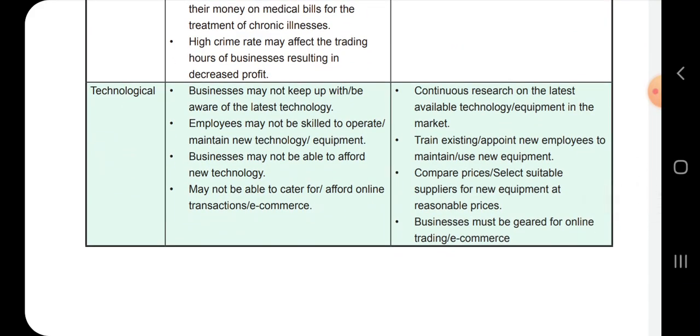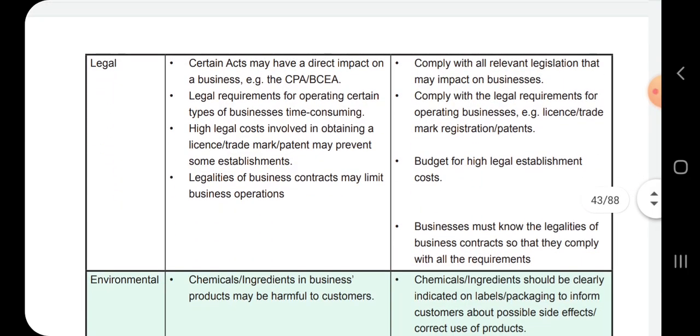We have technological issues. A business may not keep up with or be aware of the latest technology. Employees may not be skilled to operate and maintain new technological equipment. So how can you deal with that as a business? Continuous research on the latest available technology and equipment in the market will help the business. Train existing employees and appoint new employees to maintain and use equipment. So that's how you deal with it.